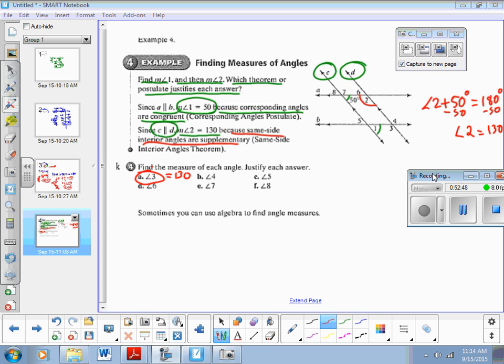Could you give me a reason from those definitions that we went over that would help explain to some of the people that don't get it why? Because your answer is correct. What do you think would justify that? Because I just looked at angle 1. Okay, and you already know what angle 1 is, though. It's 50.